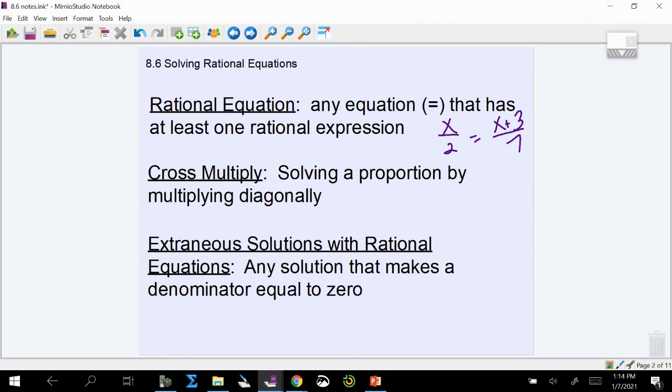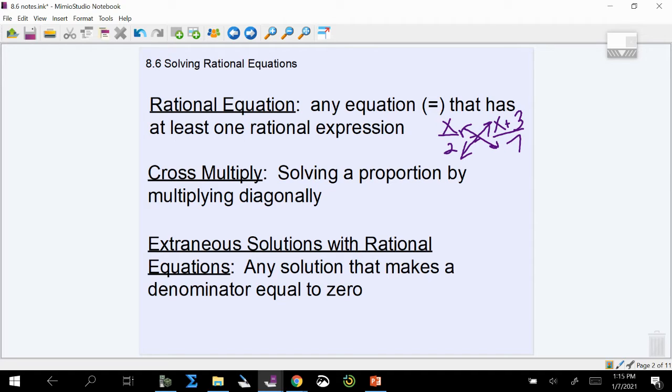The way we solve rational equations is we cross multiply. This is something that I feel like you do a lot, even with basic equations in algebra 1 and geometry. Cross multiply means that you go across this way and multiply, and set it equal to going across this way and multiplying. We call it solving a proportion. That's what cross multiplying is.